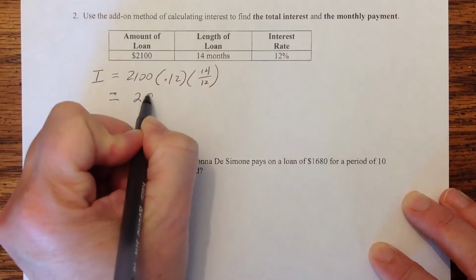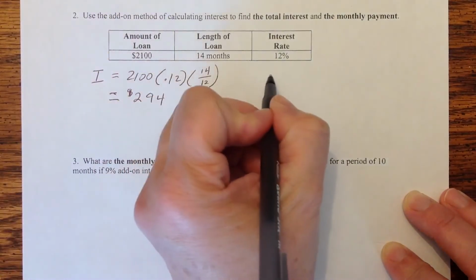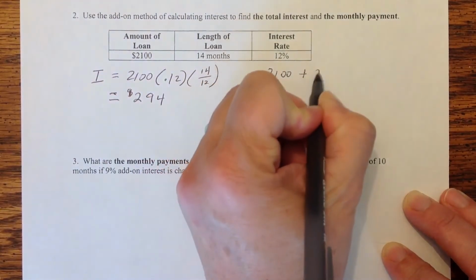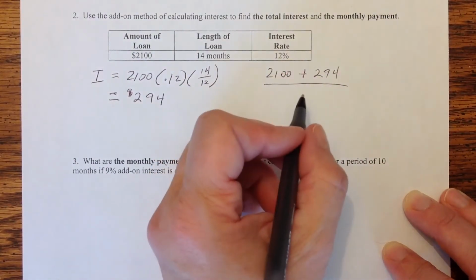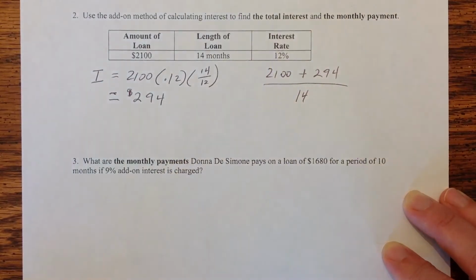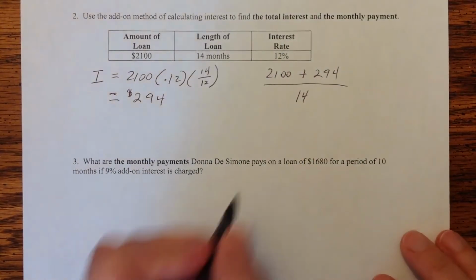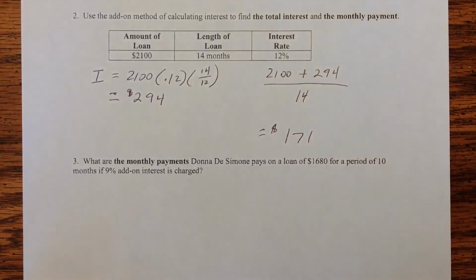So we get $294. So our monthly payment then is P plus PRT, so 2,100 plus 294 divided by the number of months. So we already know that the number of months is 14. So we don't need to take 12 times 14, because 12T is 12 times the number of years to get to months. If you already know the months, you just use that number. So this is equal to $171 for your monthly payment.